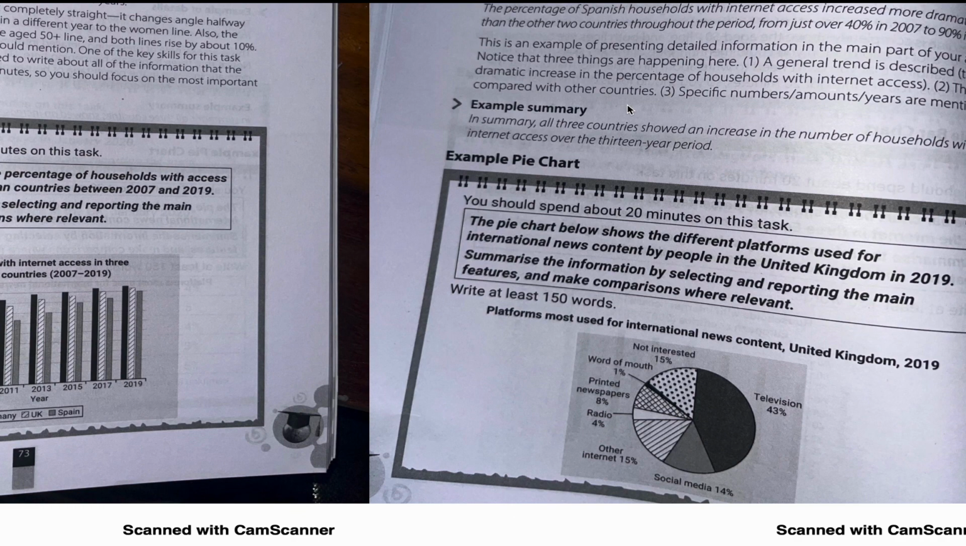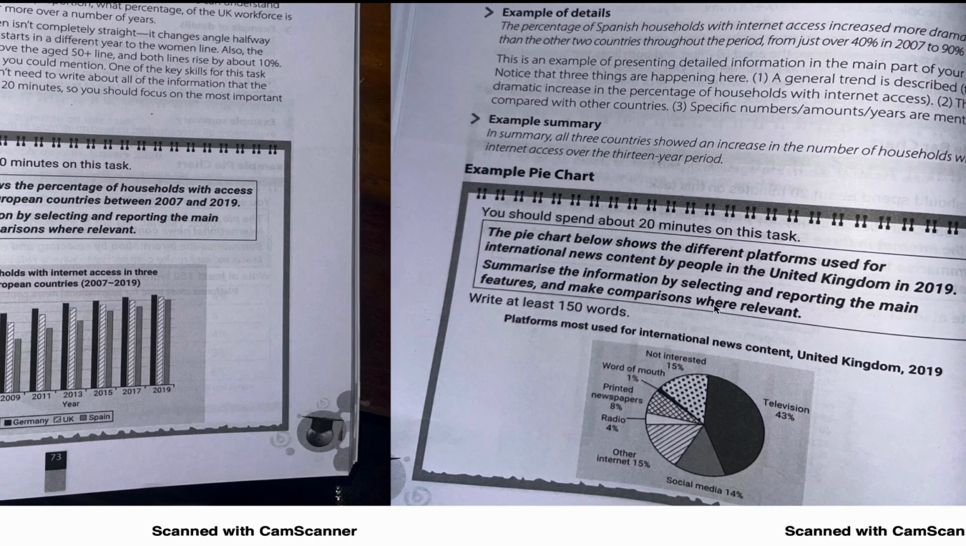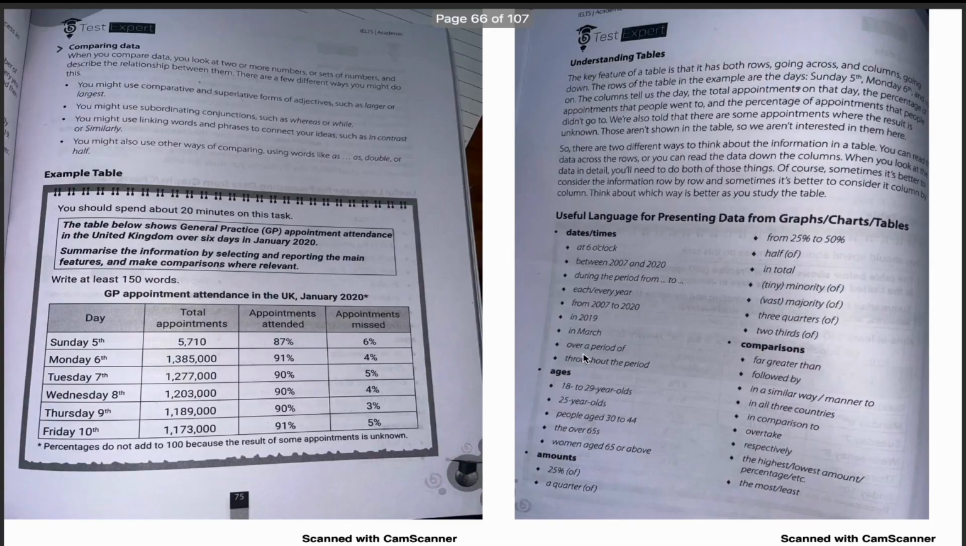Now we have a pie chart. The pie chart shows different platforms used for international news content by people in the United Kingdom in 2019. Summarize the information by selecting and reporting the main features and make comparisons where relevant. So you can see what platform is used and what percentage is used. We can see that television is the most used kind of platform, whereas word of mouth is the least. See, within 2 minutes I was able to figure out the gist of the paragraph.